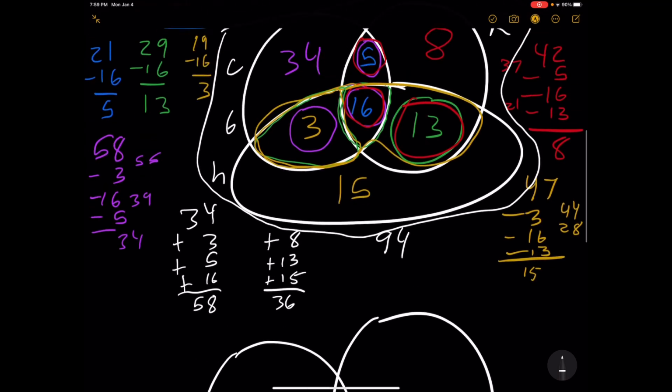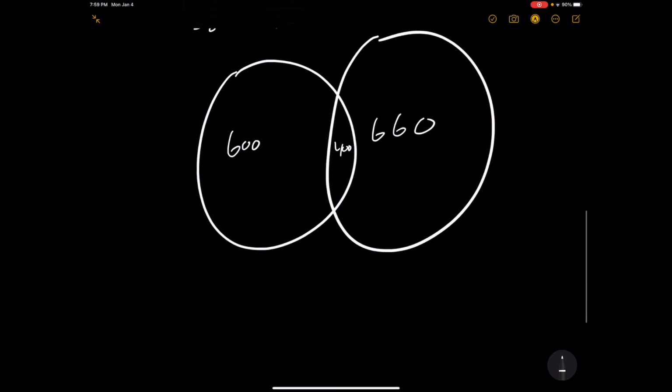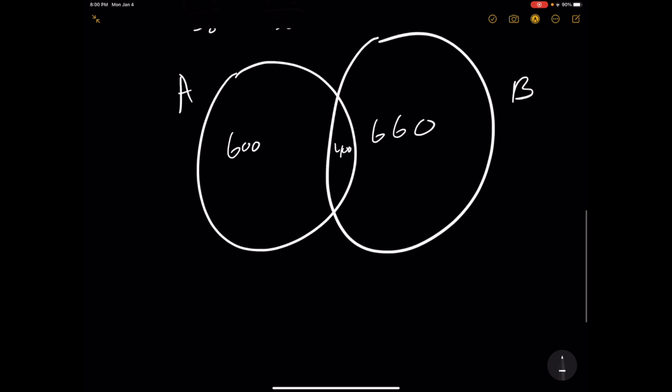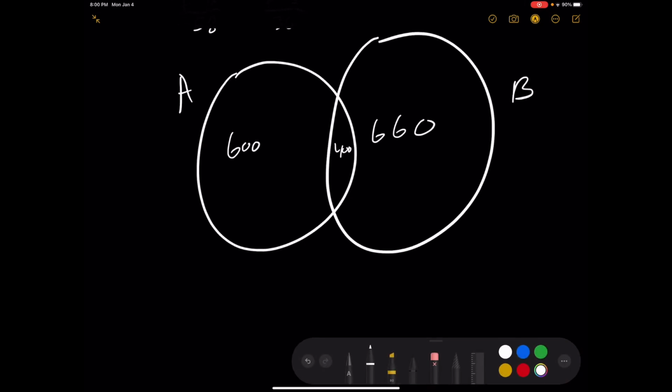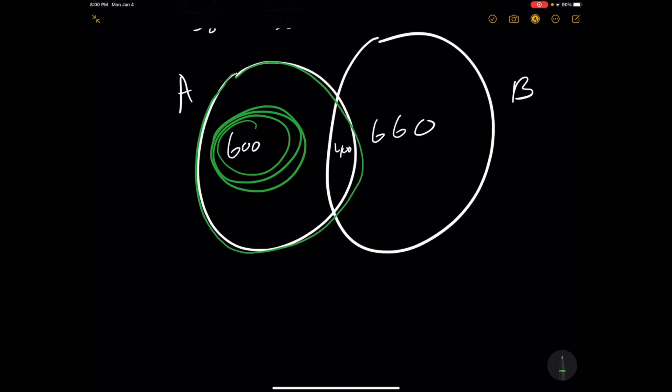And so that is building a Venn diagram from a question. You might be given questions about a Venn diagram. For example, in this case, we have set A and set B. And you might be asked, how many people belong to set A? How many people are there in set A? And your immediate response might be something like 600. You might see the 600 and just say 600. But that doesn't include everyone who's in this set. Everyone who's in this set would actually be 1,000. Just like how B would actually be 1060.